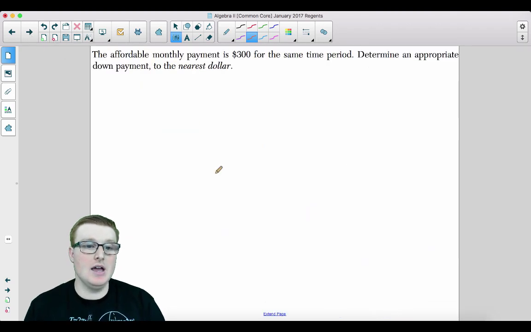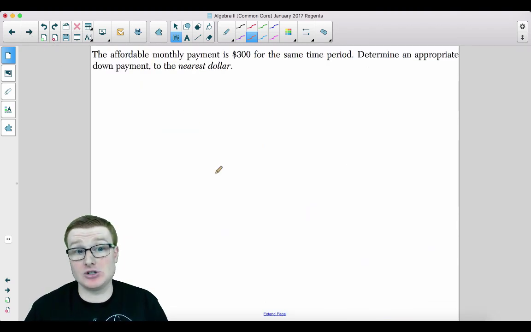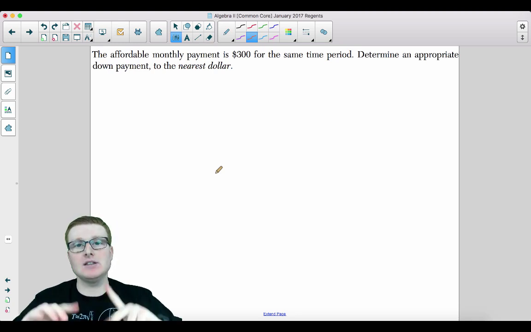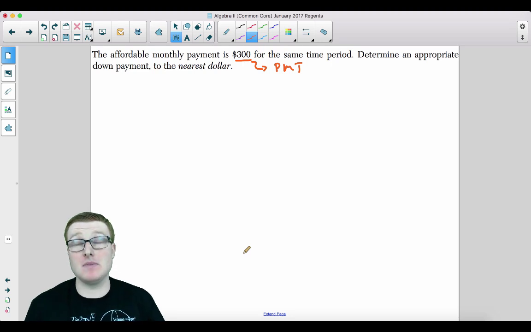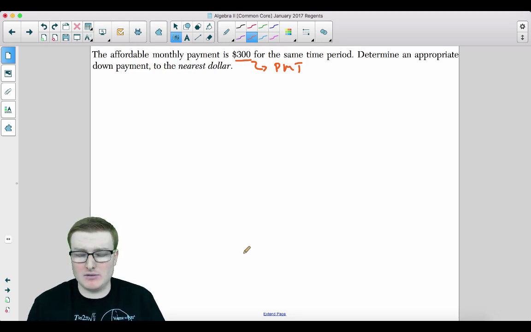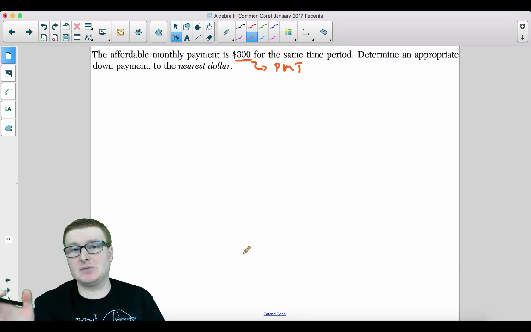The other part says the affordable monthly payment is $300 for the same time period. Determine an appropriate down payment to the nearest dollar. So basically they're telling you now, hey, let's make the PMT $300 a month. Now, look, the car dealership will never say this to you. Like, oh, yeah, just pay $300. No, they'll make you pay $400. They don't care. But this particular car dealership is a family-run business. They're like, no, $300 is enough to pay it off.